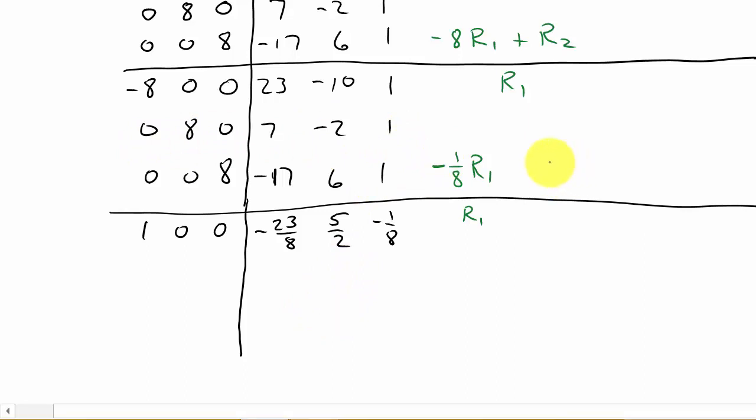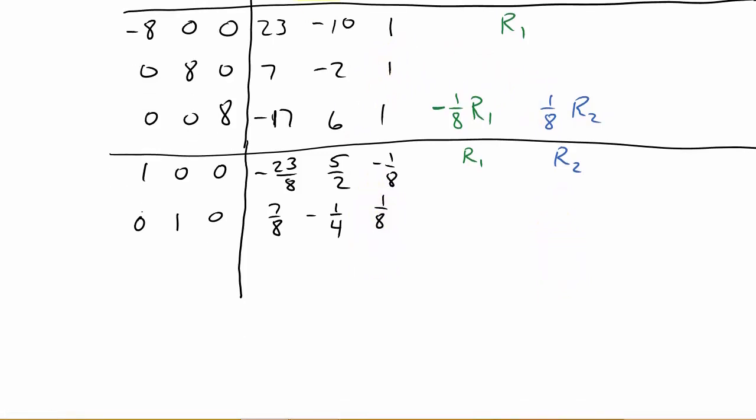Okay, and then look, I can do the same thing to row 2. I can do 1/8 times row 2 and replace row 2 with that result. So 1/8 times 0 is 0. 1/8 times 8 is 1, and 1/8 times 0 is 0. And then I do the same thing here. So 7 times 1/8, that's 7 over 8. Negative 2 times 1/8, that's negative 2 over 8, but if I reduce 2 over 8, that's 1/4. And then 1/8 times 1 is 1/8.